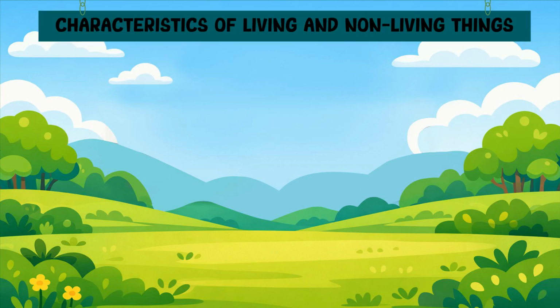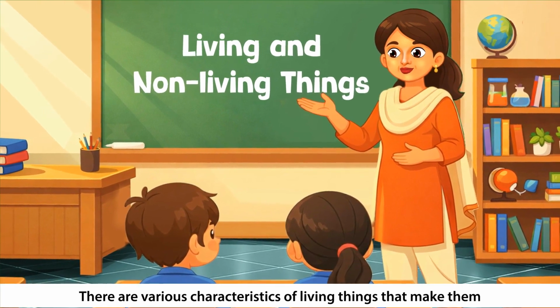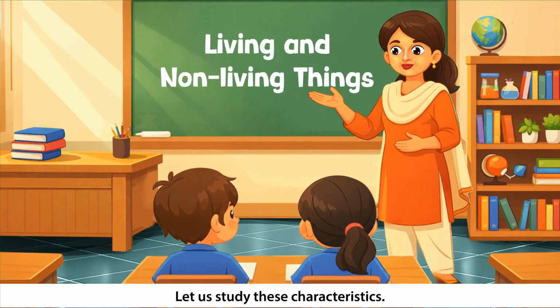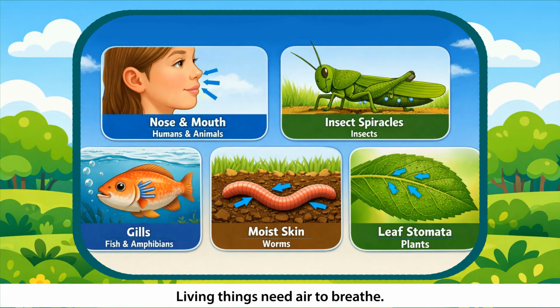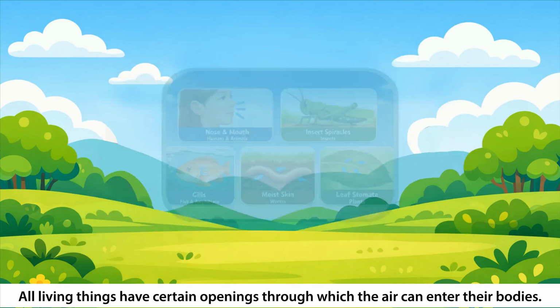Characteristics of living and non-living things. There are various characteristics of living things that make them different from non-living things. Let us study these characteristics. Living things breathe. Living things need air to breathe. All living things have certain openings through which the air can enter their bodies.